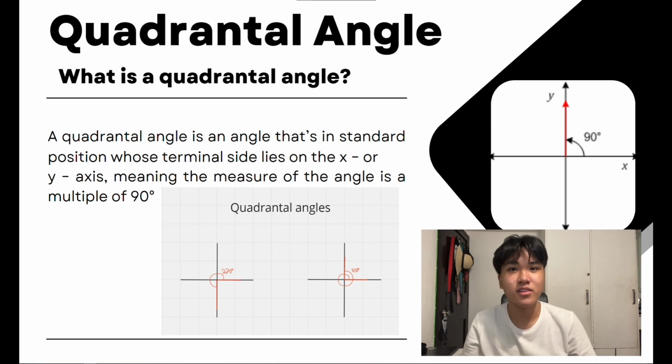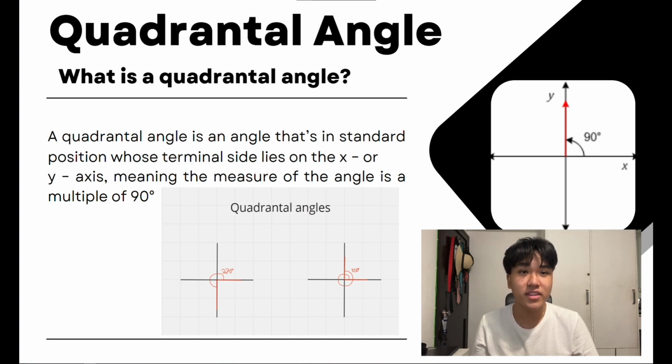Quadrantal angle. What is a quadrantal angle? A quadrantal angle is an angle that is in standard position whose terminal side lies on the x or y axis, meaning the measure of the angle is a multiple of 90.